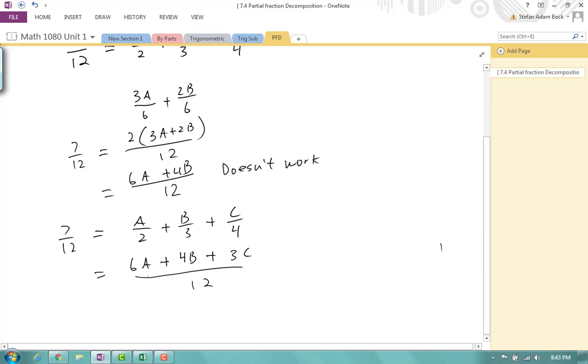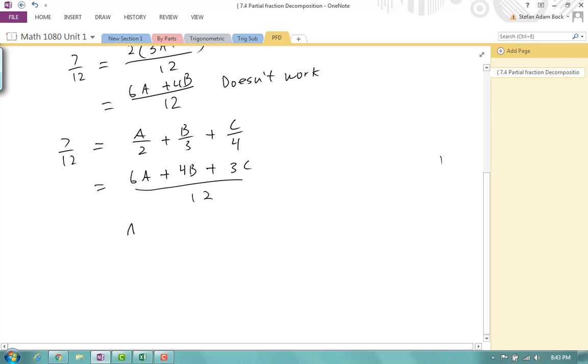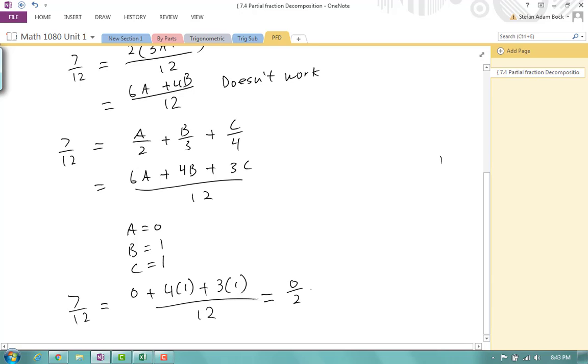So some combination of the numbers a, b, and c with the corresponding coefficients is supposed to add up to 7 over 12. And if I think about it, if I let a equal 0, b equal 1 and c equal 1, then I'll have 7 over 12 is equal to 0 plus 4 times 1 plus 3 times 1 all over 12, and certainly 4 plus 3 is equal to 7. But in a decomposed form, I have 1/3 plus 1/4. I have the sum of smaller, simpler fractions.